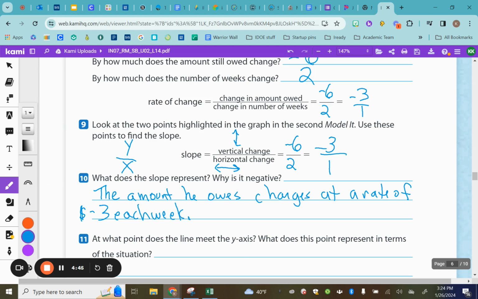And why is it negative? Because the amount that he owes is going down because he's paying it back. So it is negative because how much he still owes is decreasing each week.